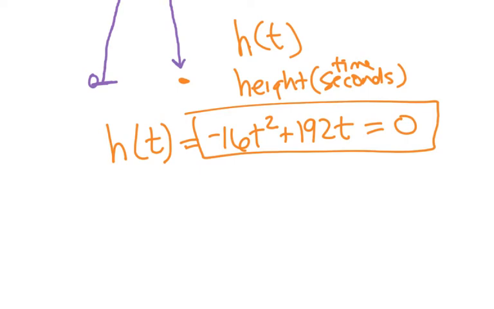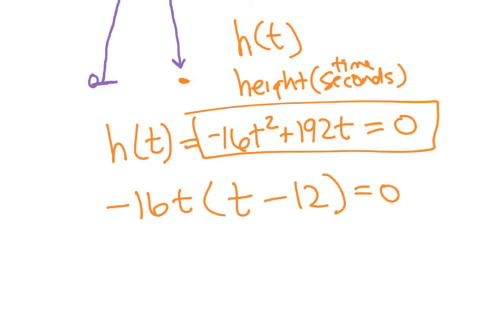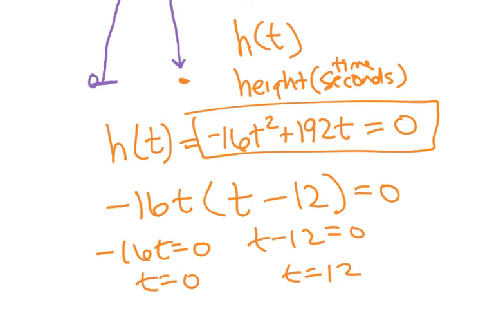So when you have something like this, you can use the quadratic formula. However, when you have something set up like that, it's probably just as easy to factor out the negative 16t. Watch your signs there. And then the 192 divided by 16 comes out evenly. It's not always going to come out evenly, but it doesn't really matter because then you just set everything equal to 0. So negative 16t equals 0, or t minus 12 equals 0, which means that time has to equal 0 or time has to equal 12 seconds.